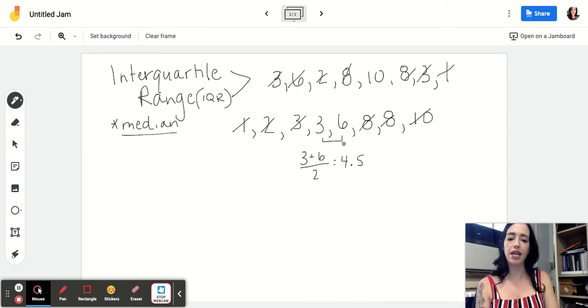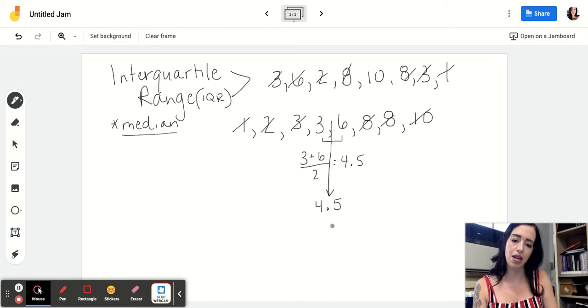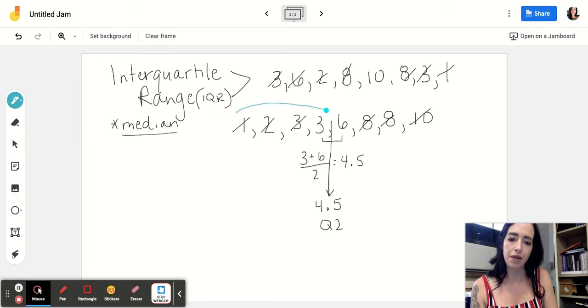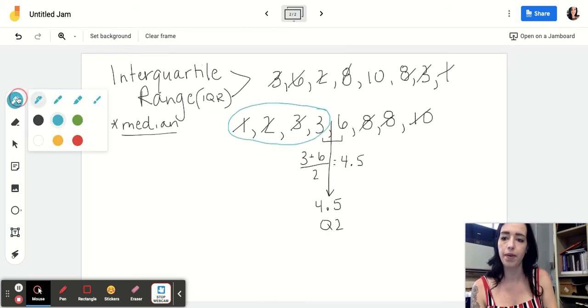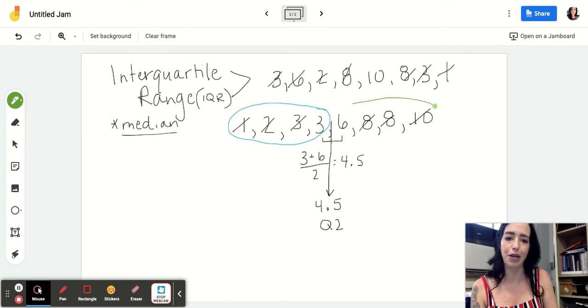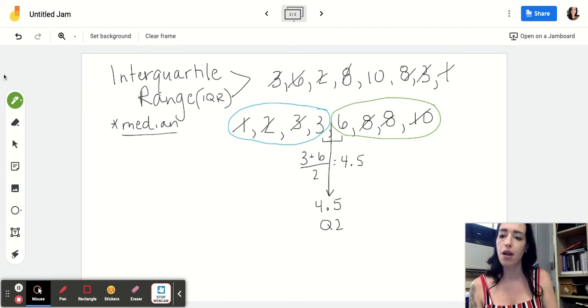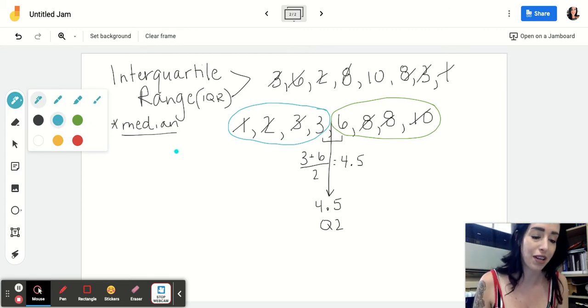Okay, so this 4.5 here, we're going to draw a little arrow like this and put it 4.5. That is going to be not only the median, but we're also going to call it quartile 2 or Q2. All right, and what that does is it's basically separated my data set into a lower half and a higher half. So quartile 2 is the same thing as the median. It's the middle number. But that doesn't really help me find the interquartile range.